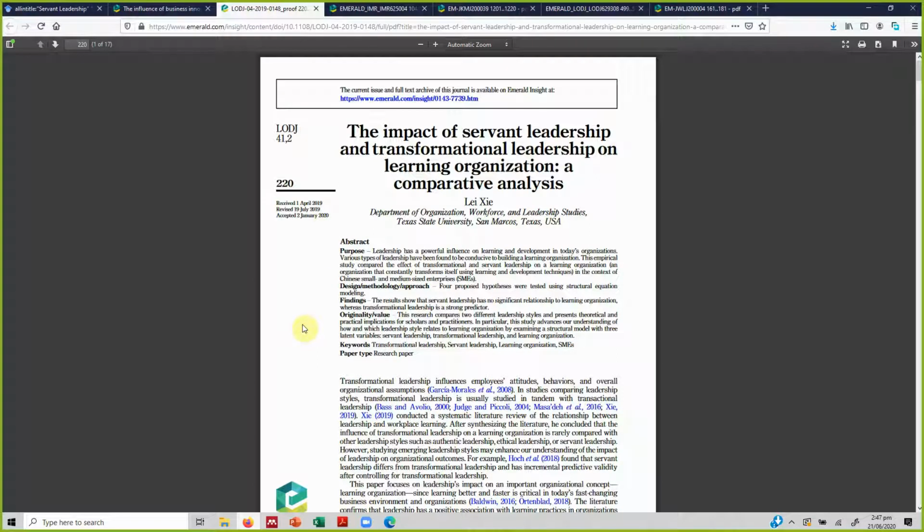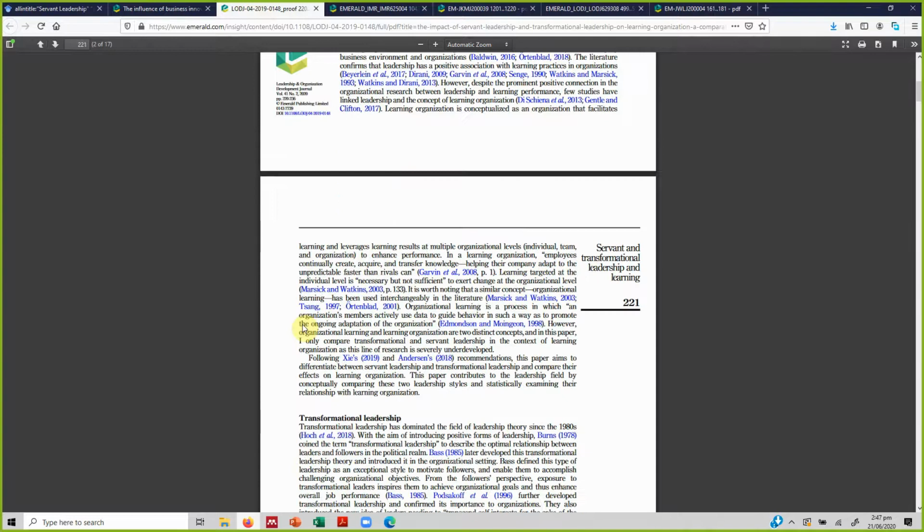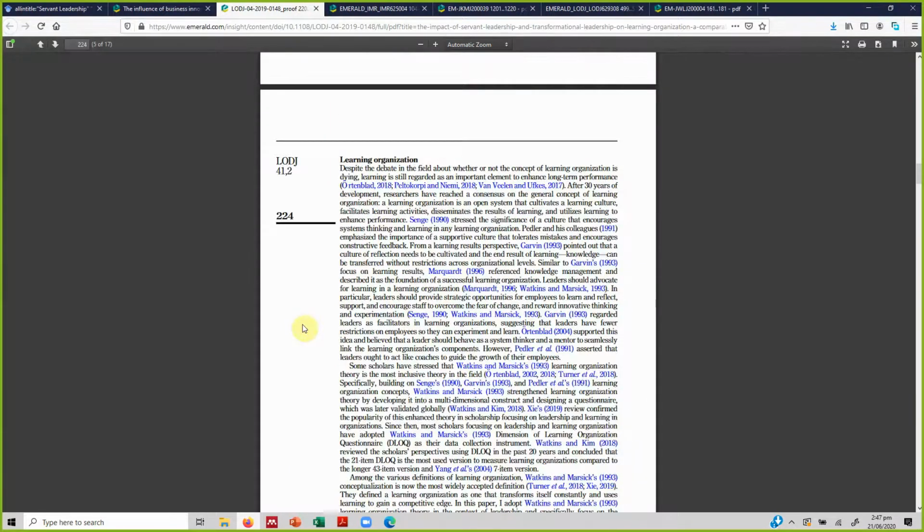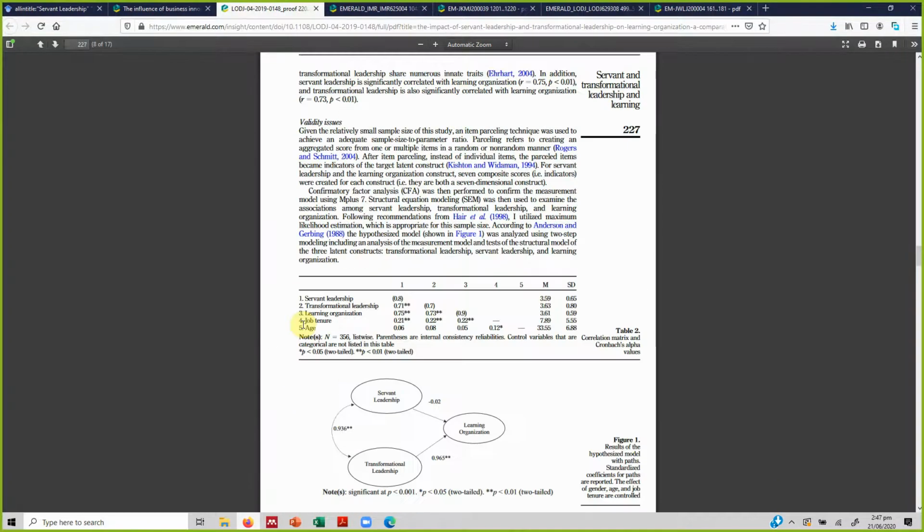Now, while I was reading through the paper, my intention is to propose a new model. Now, I came across this paper and I found it pretty interesting. And I thought that, okay, let's focus on this model, modify this model, improve this model, and we can obviously produce our own model that we can use for a study. Now, in this study, what they have done is they have taken servant leadership and transformational leadership and assessed its impact on learning organization.